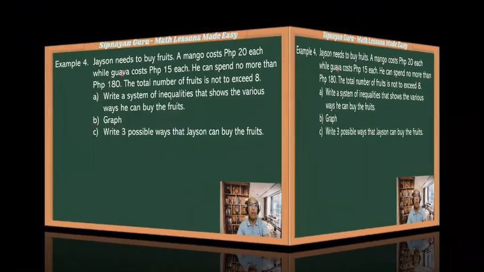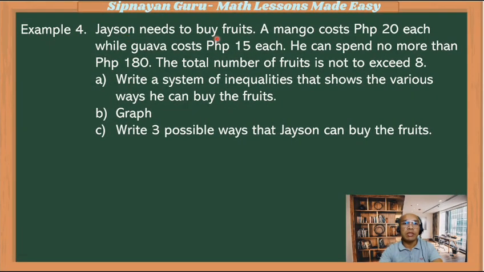So let's have example number 4. Jason needs to buy fruits. A mango costs 20 pesos each, while guava costs 15 each. He can spend no more than 180 pesos. The total number of fruits is not to exceed 8 pieces. Write a system of inequalities that shows the various ways he can buy the fruits. And we will graph that system of inequalities. And we will choose 3 possible ways that Jason can buy the fruits.